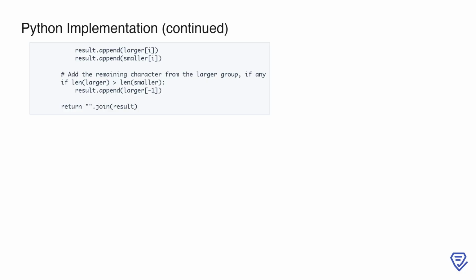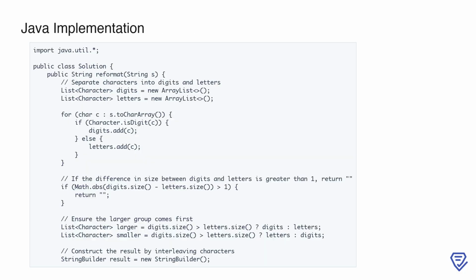Finally, we join all the characters in the result list into a single string using join, and return it. This gives us the reformatted string with alternating letters and digits, or an empty string if it wasn't possible to create such an arrangement.